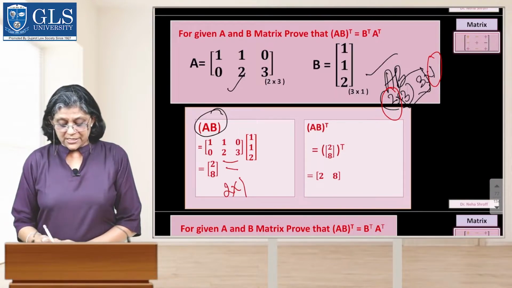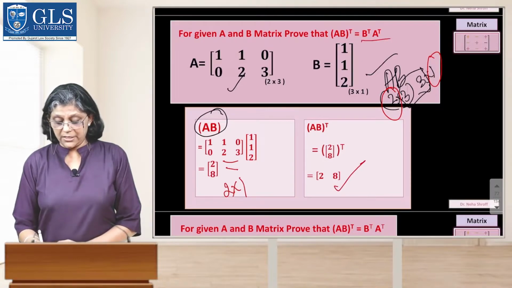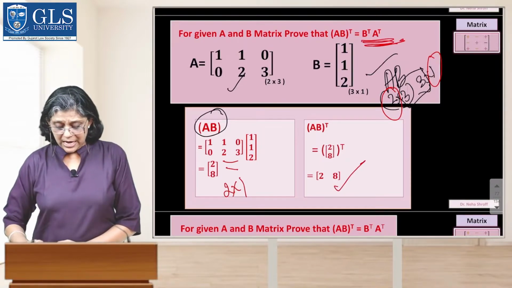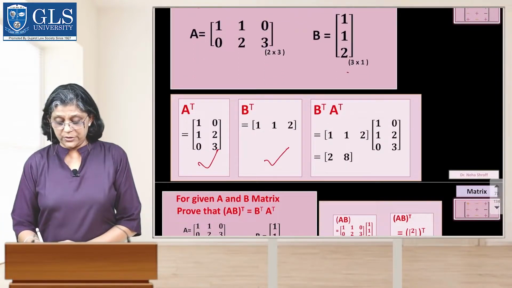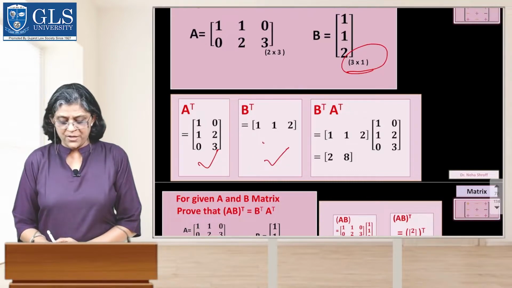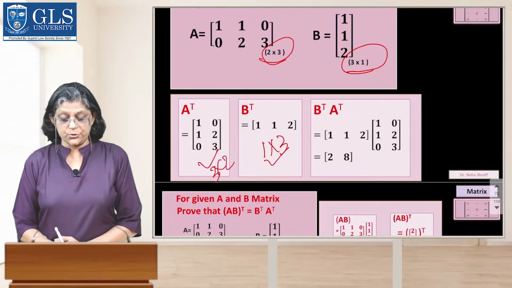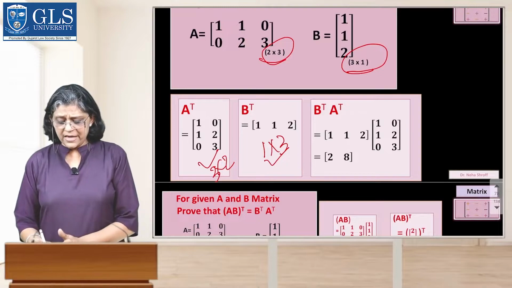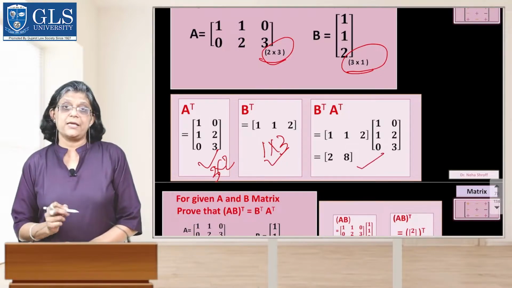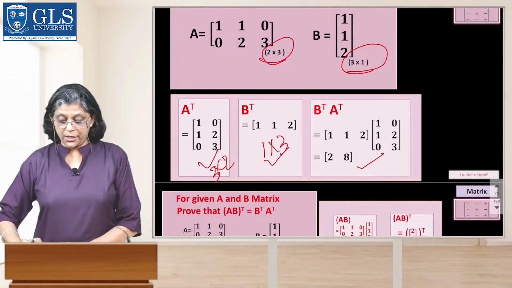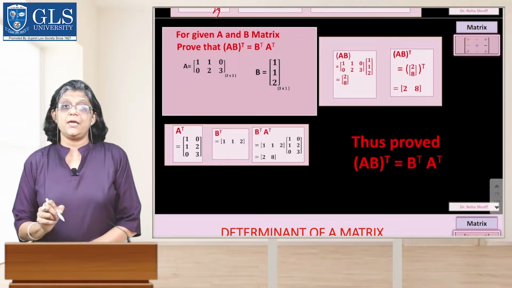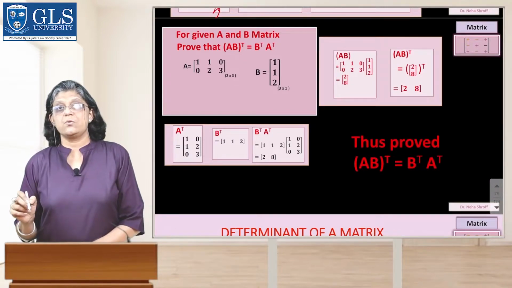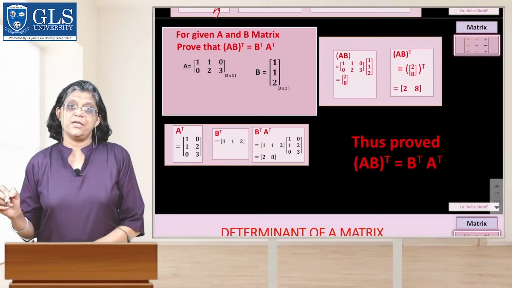Now, if I take the transpose of this, I will get this result. I need to still find out this. So, first I will find out my A transpose, I will find out my B transpose. You can check here, this was 3 cross 1, now it is 1 cross 3. This was 2 cross 3, it is now 3 cross 2. I have taken the transpose. And then I will multiply this thing and hence I again get the result. So, you can very well see that we have proved this result, A into B transpose is equal to B transpose into A transpose.